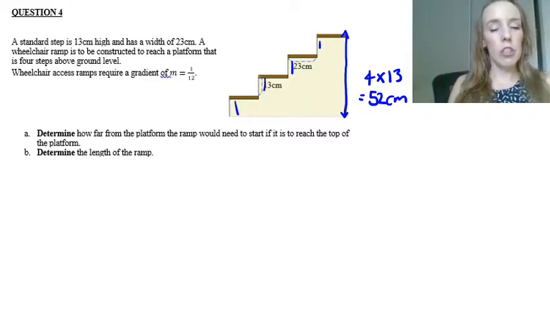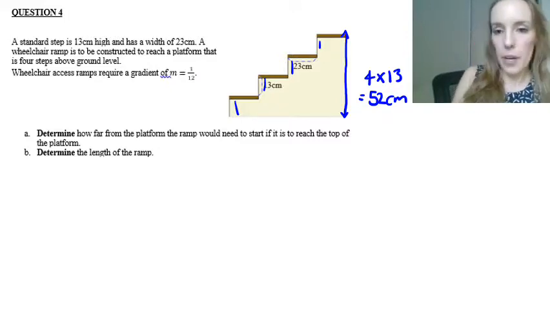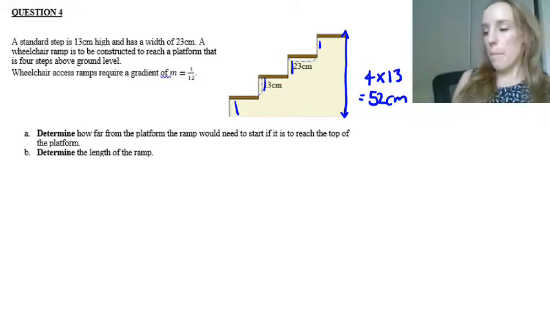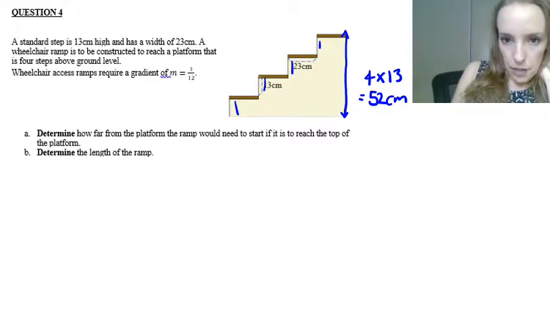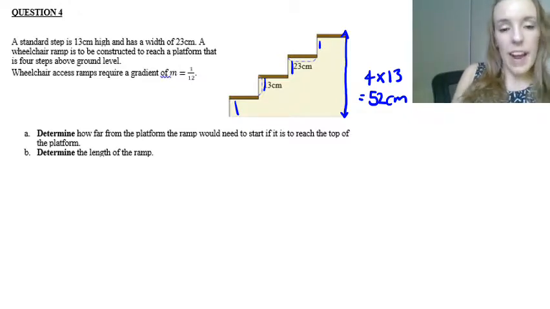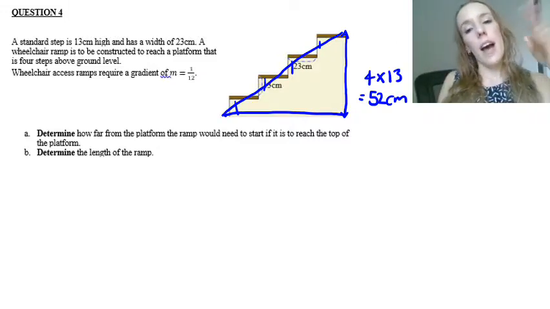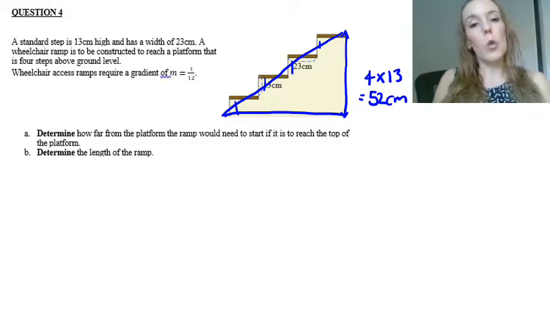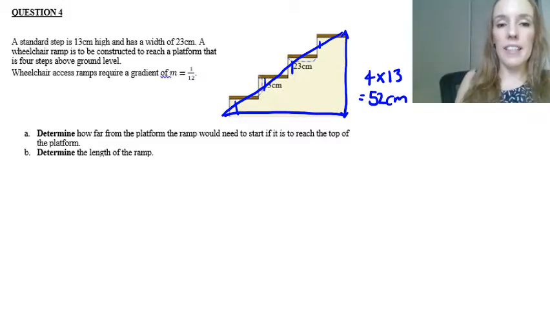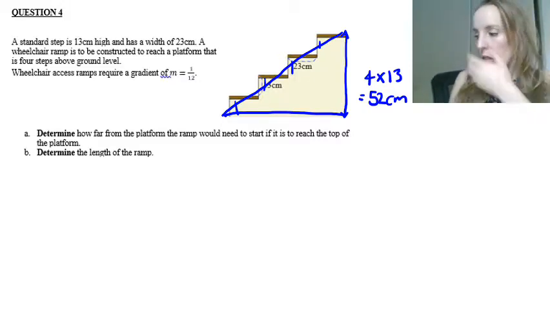Now what we need to do is determine how far from the platform the ramp would need to start if it's to reach the top. Okay, so we've actually got a bit going on here. So we're going to find out how far it has to be. So pretty much we need this and this value here. So we're kind of looking to find how far away it needs to start to have the correct gradient.